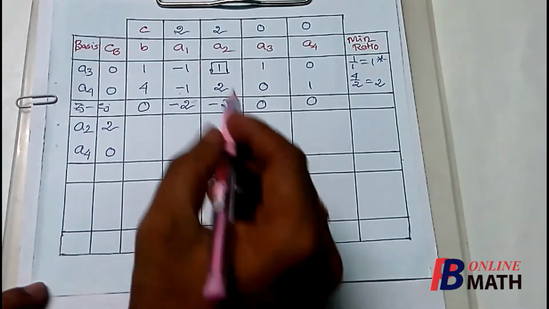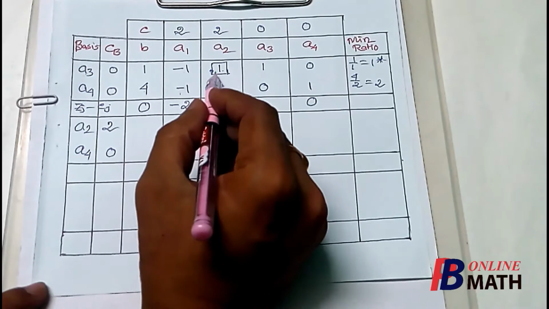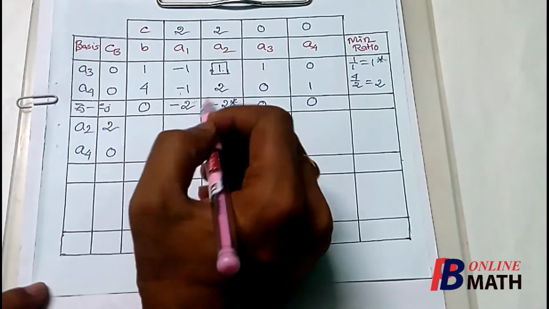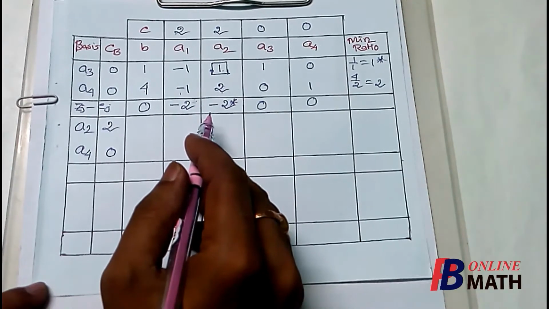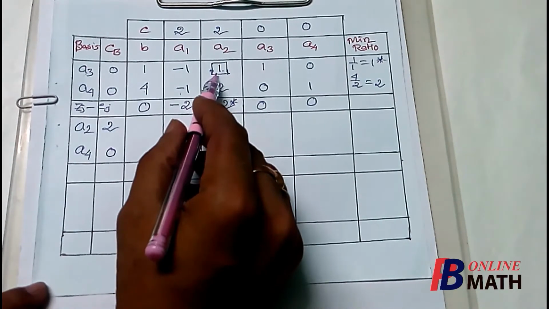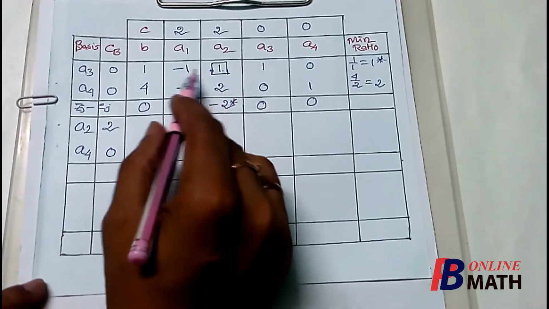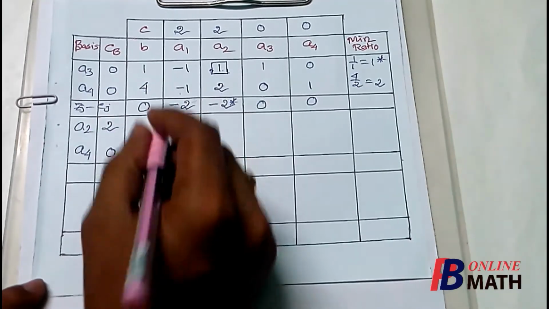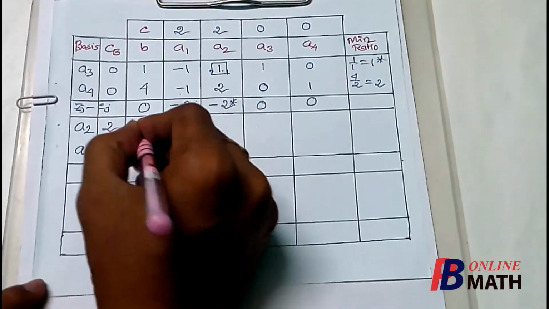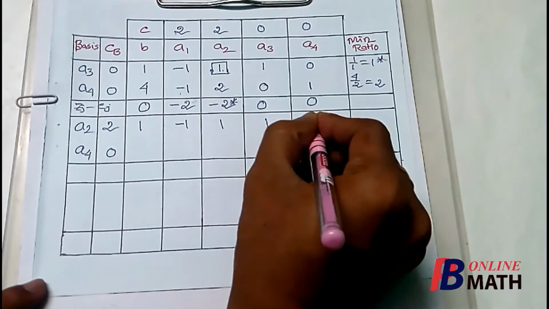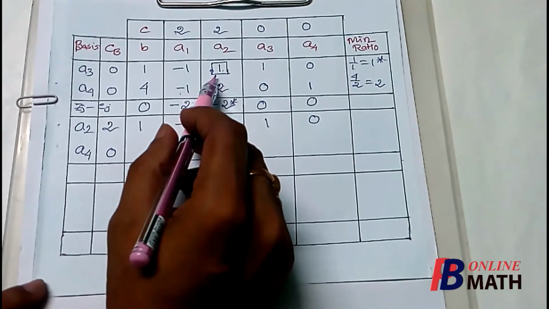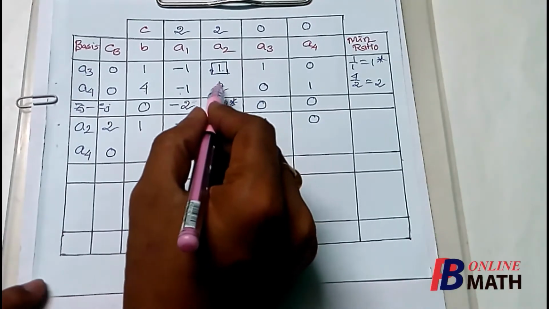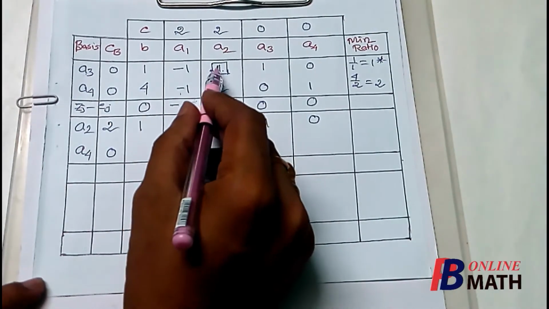So in the next step we have to make the key element 1 and all the remaining elements of this column 0. Now this key element is already 1, so no need to change this row. So we shall keep this row as it is. So we write the elements of this row: 1, minus 1, 1, 1, 0. Next we shall make this element 0 by using this key element.